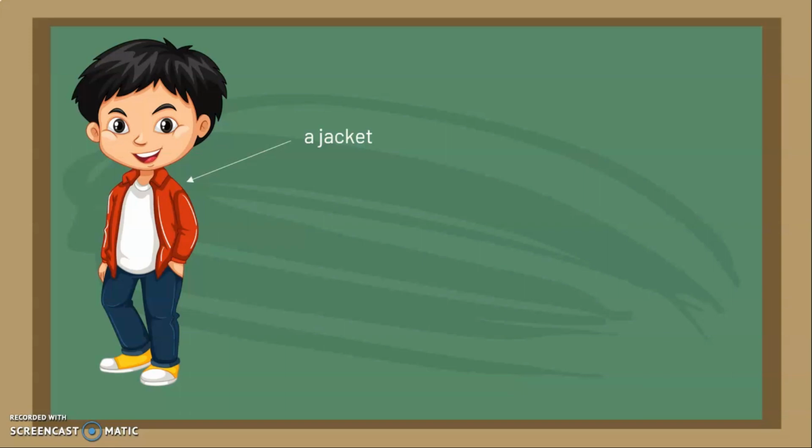Can someone ask you, what is he wearing? So how to answer this question? We need to make a sentence to answer it. The first thing, we need to put he or she in front of the sentence. We choose he because he is a boy. Boy or man, take he.